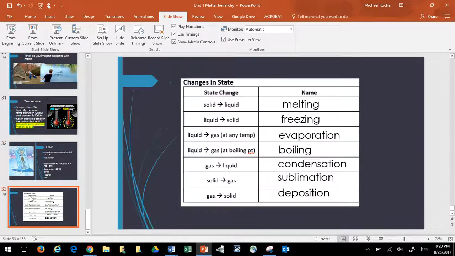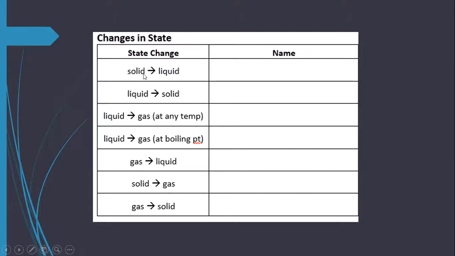And then the final one, if we do this, solid going to liquid, we call that melting. Liquid going to solid, we call that freezing. And those you should be familiar with from middle school. Liquid going to gas at any temperature, meaning outside during the day when it's not 100 degrees outside, if a puddle forms, it's still going to go away, and that's because of evaporation.